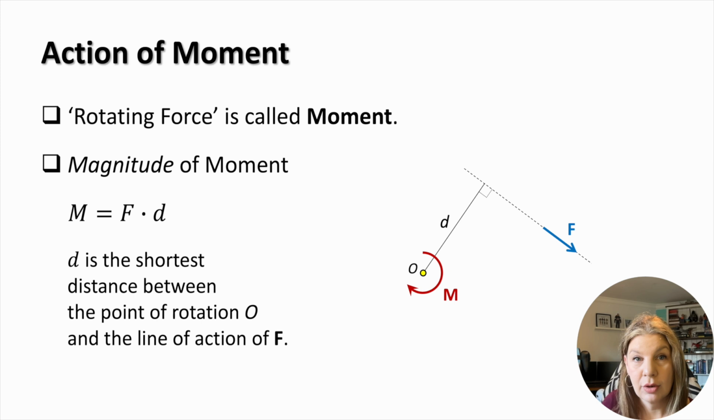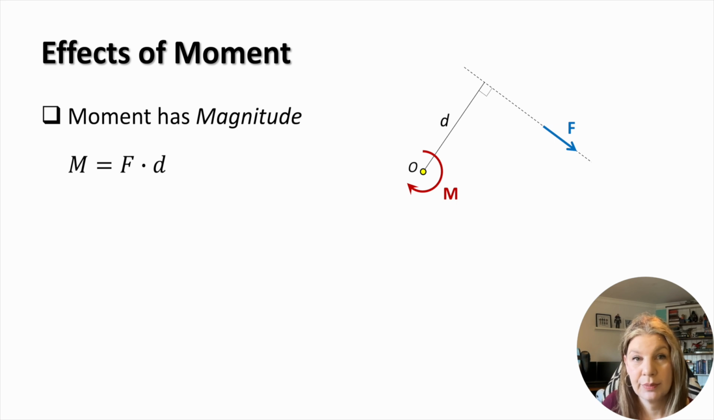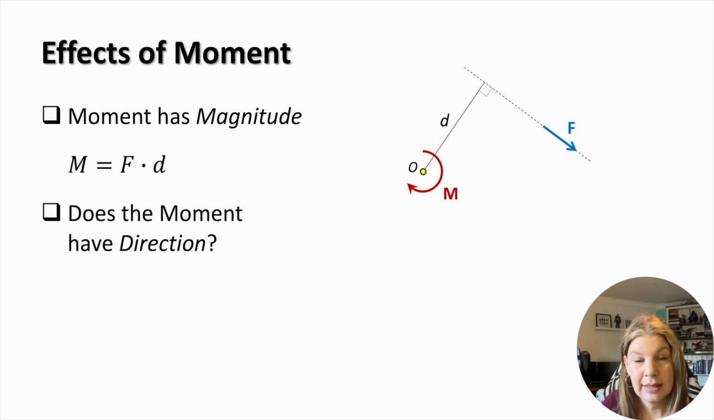The magnitude of the moment is found as the magnitude of the force times the shortest distance between the considered point of rotation and the line of action of the force. Let us now think whether a moment is also a vector. We established that a moment has magnitude. Let's consider if a moment has direction.